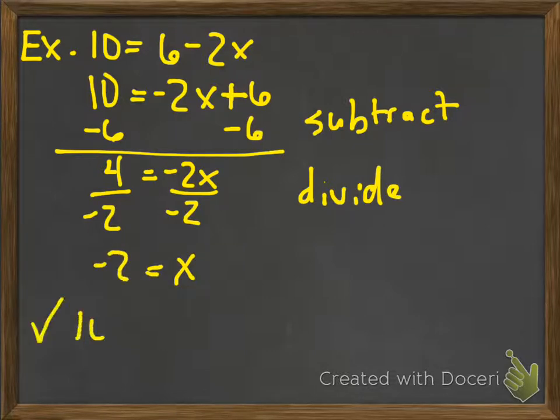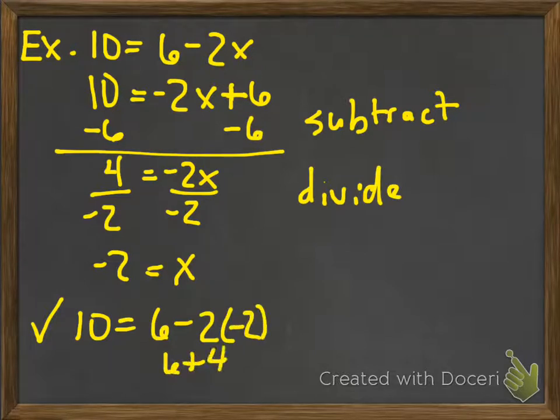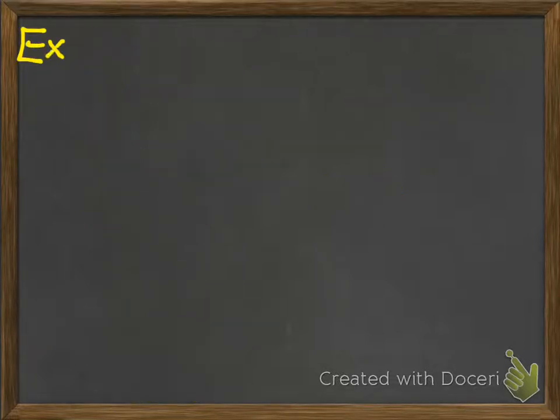From there, double checking my work, plugging everything in, I'm going to put it back into the very original equation. Negative 2 times negative 2 is positive 4, and 6 plus 4 is 10, which makes both sides the same. It means I checked out correctly. Yay, happy, happy, joy, joy. Alright, so let's look at the next example.